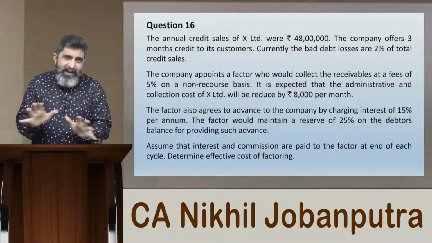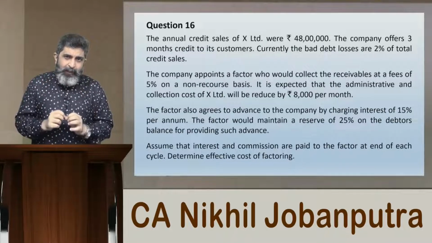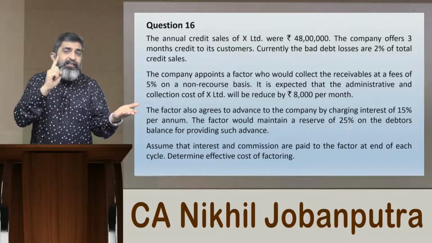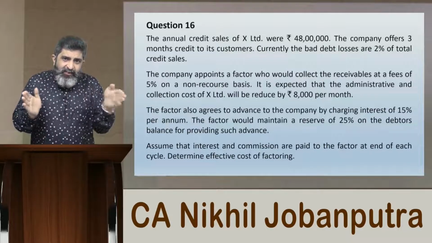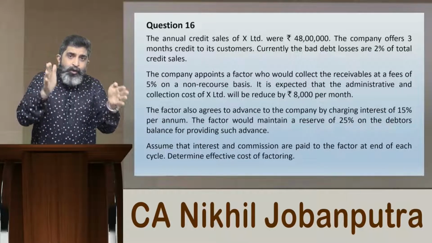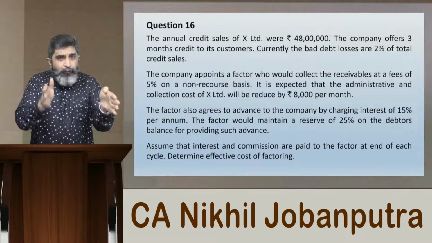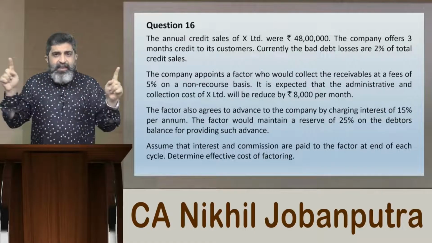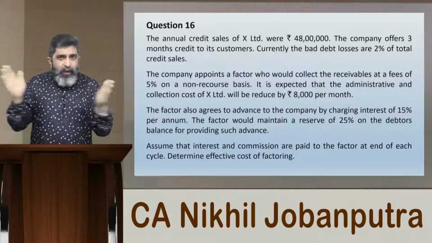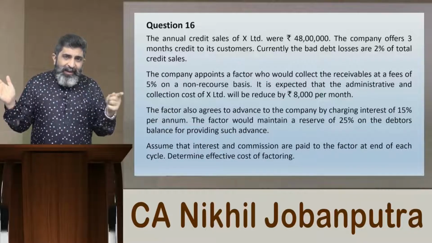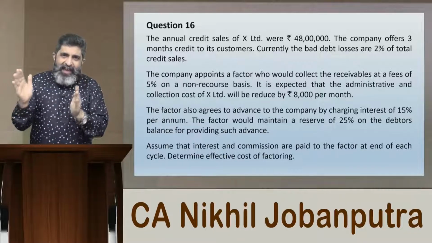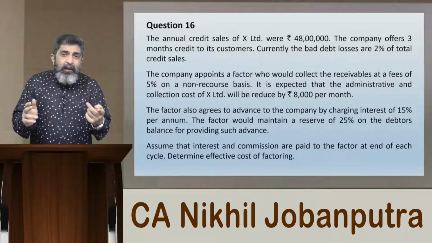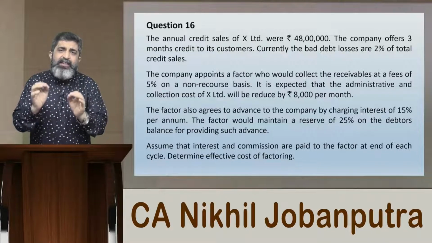So please try to understand what will happen during each cycle. Each cycle, when I am making sales of 12 lakhs, why am I saying sales of 12 lakhs? Because each cycle is 1/4 of the entire year. Why 1/4 of the entire year? Credit period is 3 months and 1 year comprises 12 months. So in 1 year, how many cycles will arise? 4 cycles. So each cycle has a period of 3 months. So proportionately for each cycle, the sale will be 1/4 of 48 lakhs, that will be 12 lakhs.